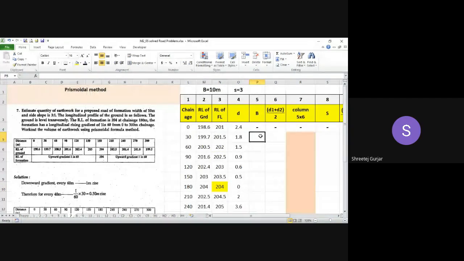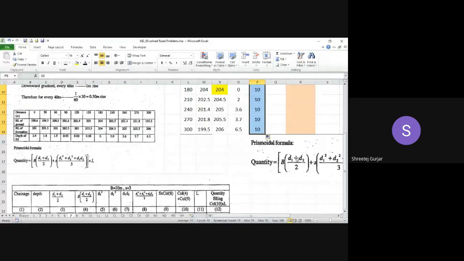So what about B? B is 10 meters everywhere. So why have I included this? Because our formula has changed. So our first bracket is what? B into (D1 plus D2) by 2.